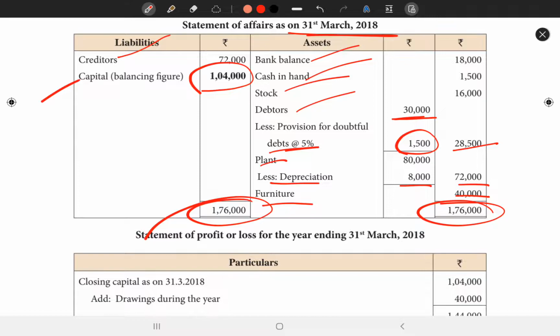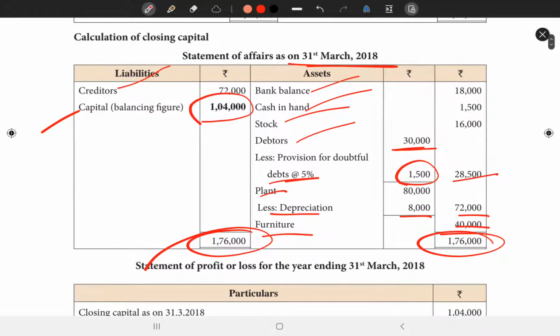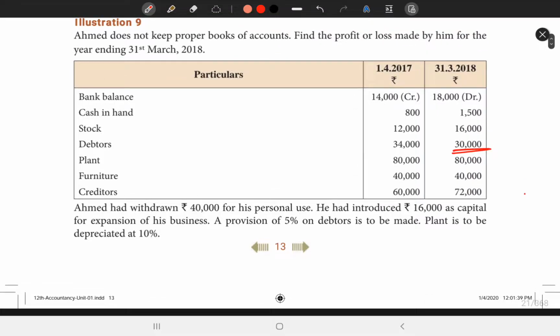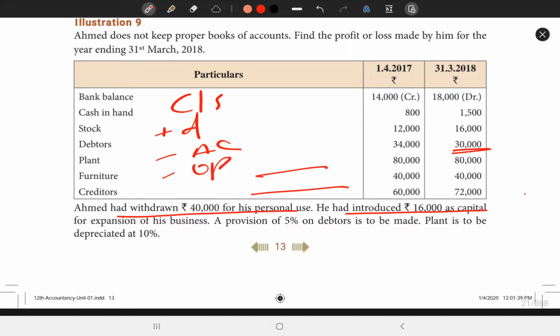The deficit amount will be known as the capital balancing figure. Okay, so till now we have acquired opening capital and closing capital, and we have drawings and other details, drawings and additional capital. So what we will do, easy: put a statement of profit and loss. First closing capital, add drawings, minus additional capital, and again less opening capital, and you will get profit or loss.